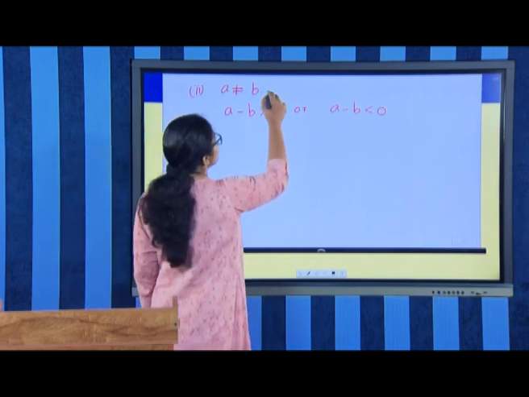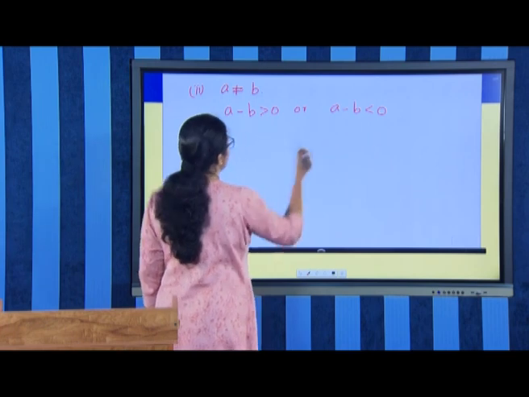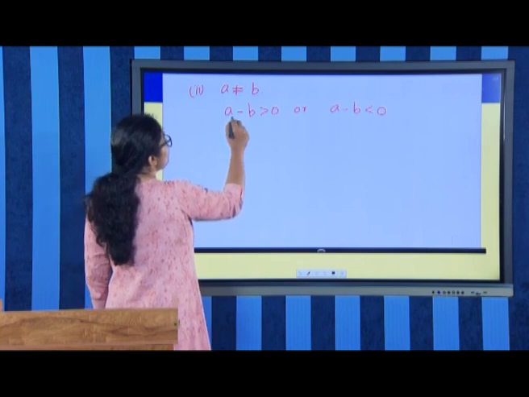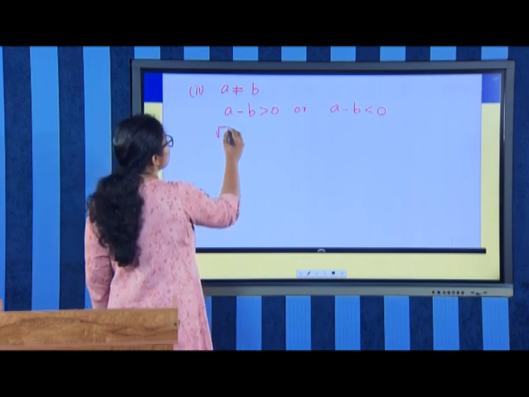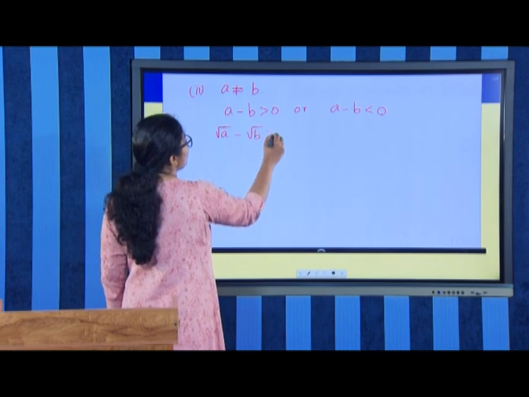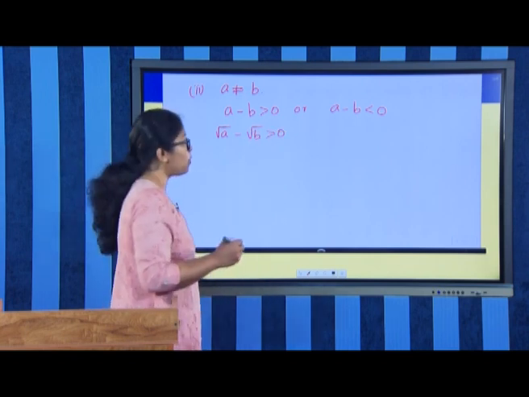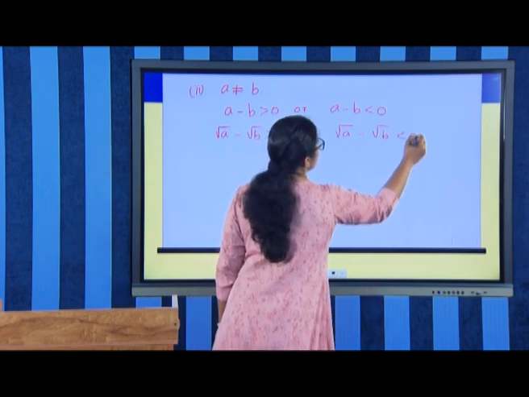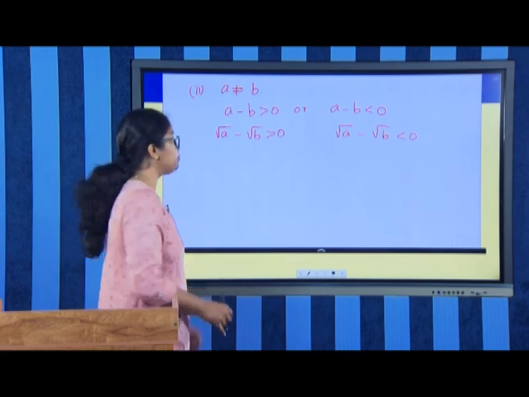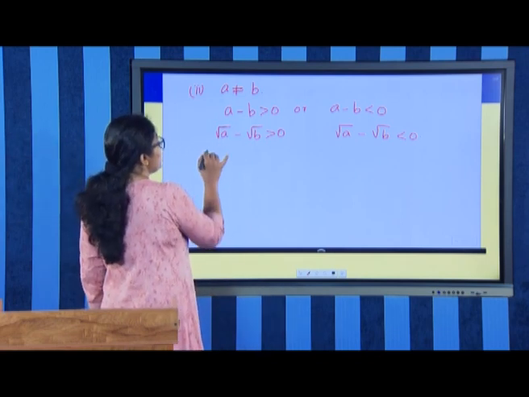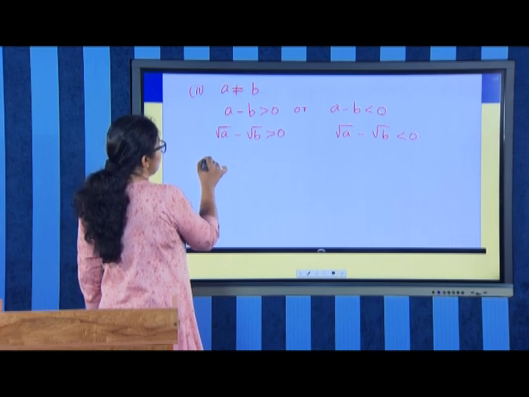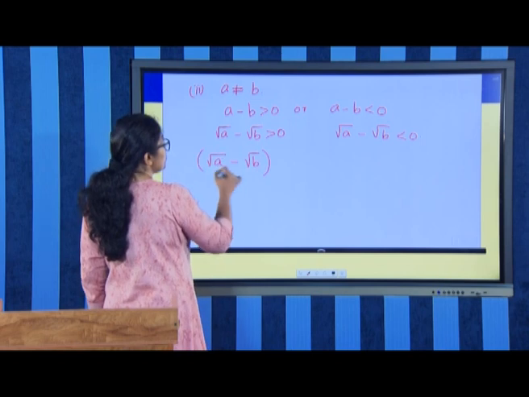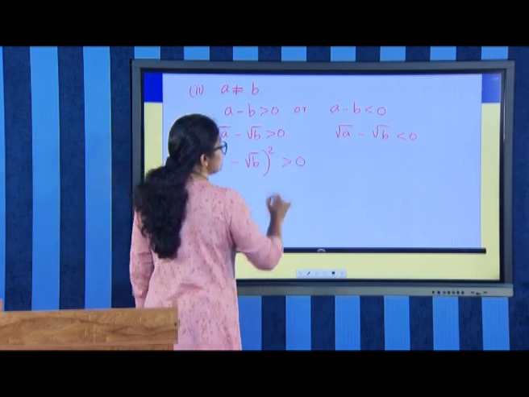So, if A minus B is not equal to 0, either of these two conditions hold, and we have learned in the previous inequality, if A minus B is greater than 0, square root of A minus square root of B is greater than 0, or square root of A minus square root of B is less than 0. But whatever it be, for a real number A, we have learned the square of any non-zero real number is always positive.